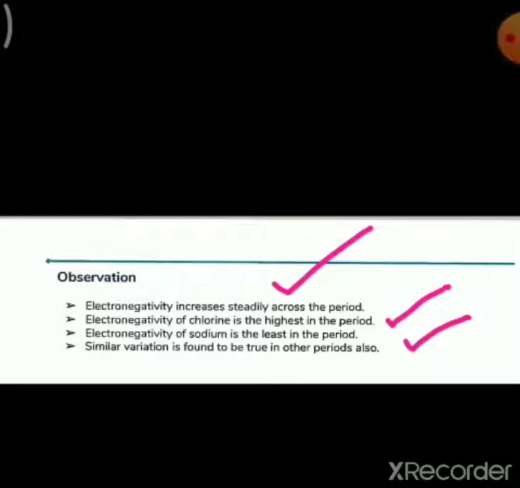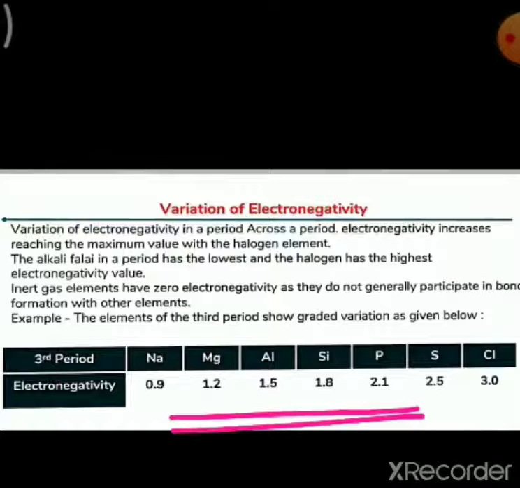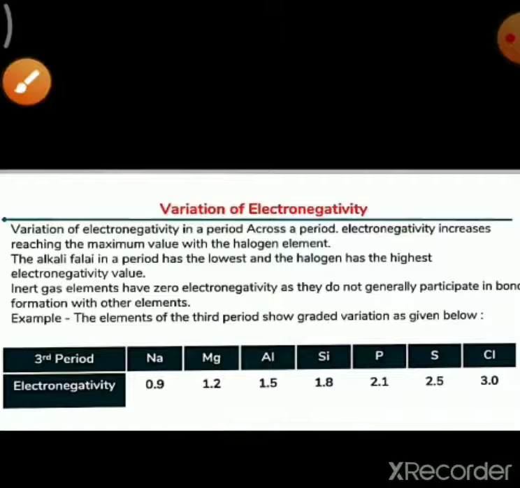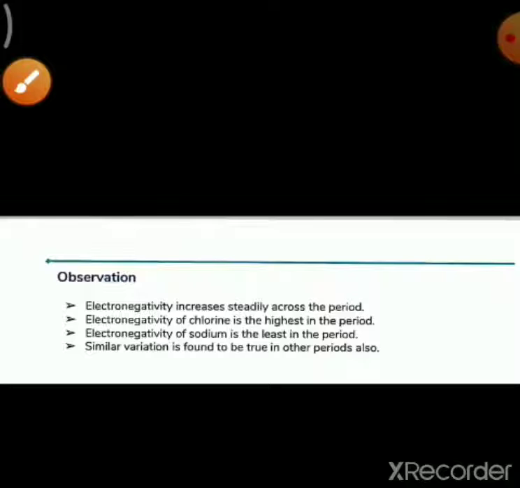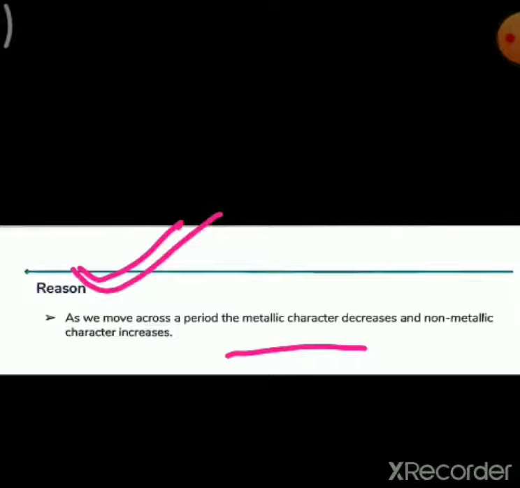Then a similar variation is found to be true in other periods also. So we showed the third period variation, and that will be the same for the other periods also. Then what is the reason? As we move across a period, the metallic character decreases and non-metallic character increases. About the metallic and non-metallic character, we have still not read. When we read about it, at that time we will discuss.